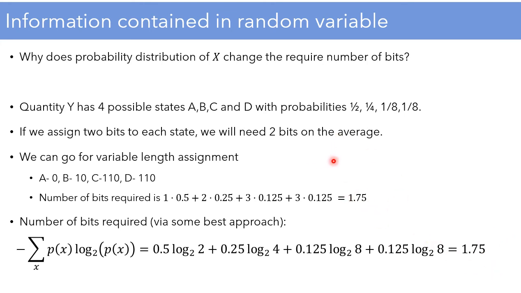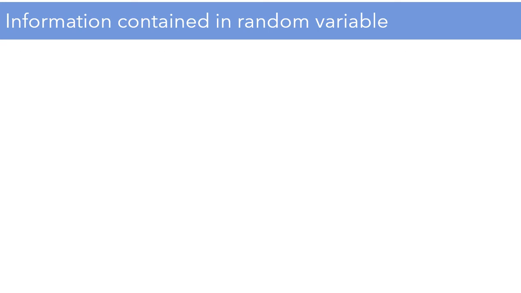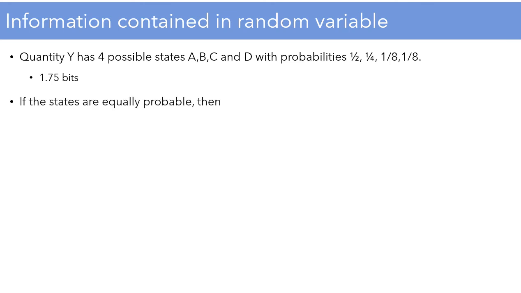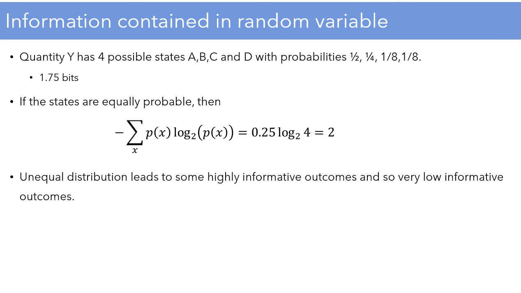This means just that this is not the best approach. Maybe there exists some other approach which can give you a better type of assignment. So if these states were actually equally probable, then you can compute that the average information in this state is 2, so you require 2 bits.